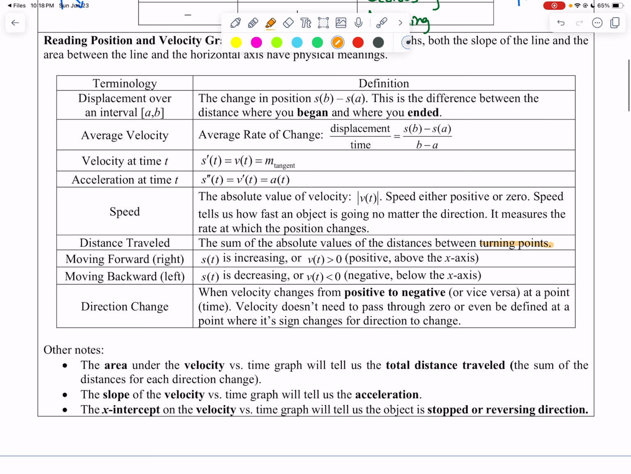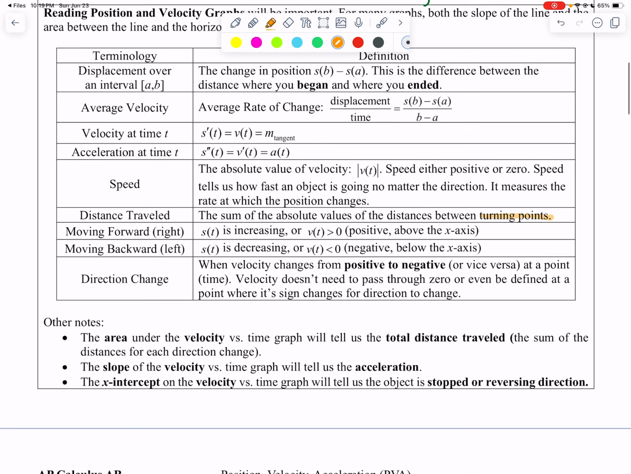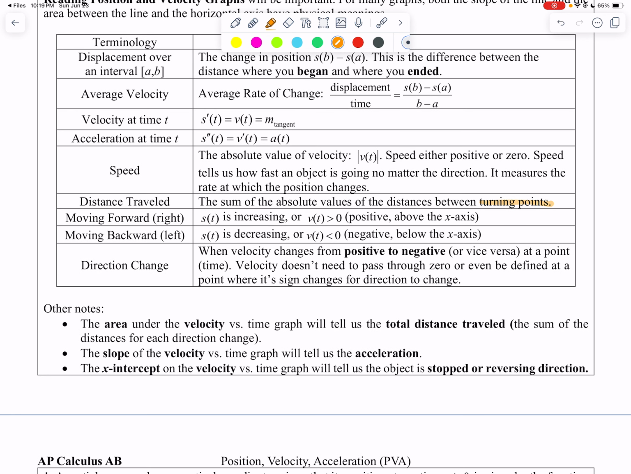Moving forward or moving up means that s of t is increasing, or v of t is positive. Moving backward, aka to the left, or moving down if your particle is a vertical particle, means that s of t is decreasing, which means that my velocity is going to be negative. My direction changes when my velocity changes from positive to negative or vice versa.